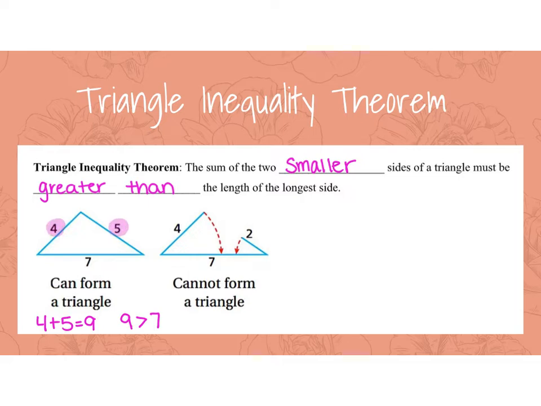In our triangle on the right, our two smaller sides are 4 and 2. 4 plus 2 is 6, and 6 is not greater than the longest side, 7. So this cannot form a triangle.